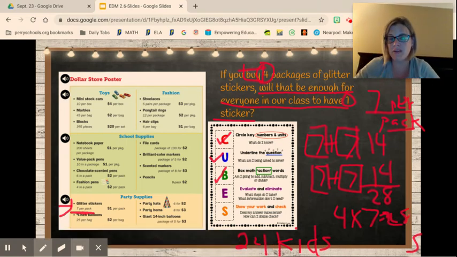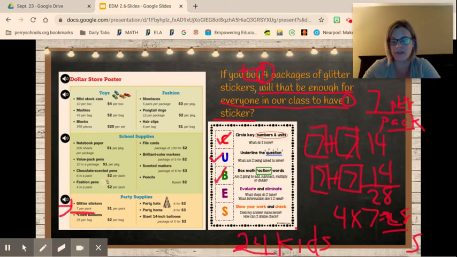It says, will that be enough for everyone in our class to have a sticker? Well, if I buy them, I have 28, and I only have 24 kids. So my answer is yes, I will have enough for everyone in our class to have 1 sticker.